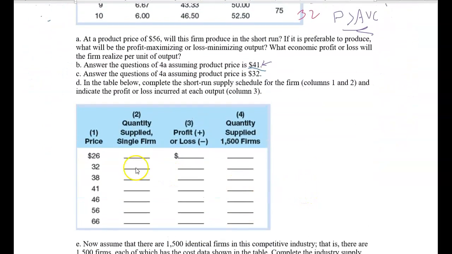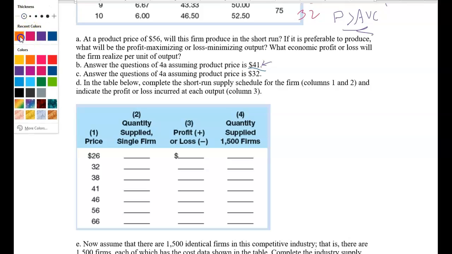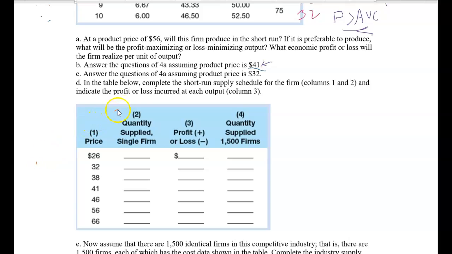So here's the question. For a single firm, so now we're talking about one firm. Single firm right here, one firm. Is it going to produce at a price of $26? Well, we just saw in our previous example that no, nothing is going to be produced. Is it going to produce at $32? And we decided no, it's not going to be produced. Now what you have to do is go through the rest of these numbers and figure out what is going to be produced.